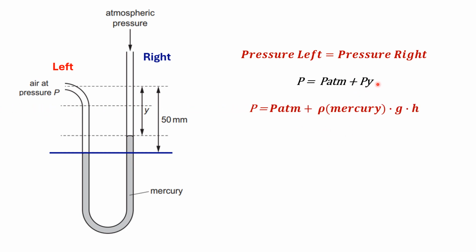So the Py is the pressure of the mercury. So it is the density of the mercury times g times h. The question is, what is the value of h? If you look, h here is 50 mm minus y. So let's go ahead and do this substitution. So it's 50 minus y.